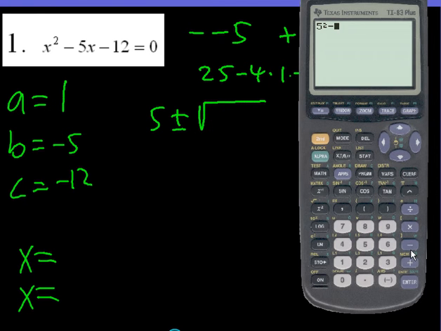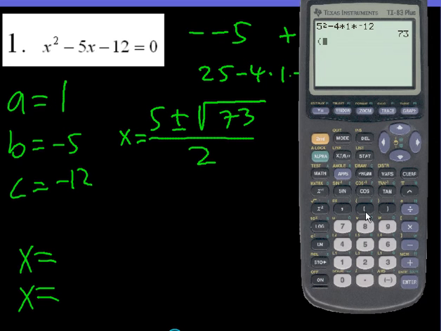So minus 4 times a, which is 1. You don't have to put the 1 in, but if you want it to be complete, that's fine also. There's negative 12, and I get 73. So inside here I have 73, and that's all over 2a. So 2 times 1 is 2, and that's what x is going to be equal to if I want to get 0. Right?